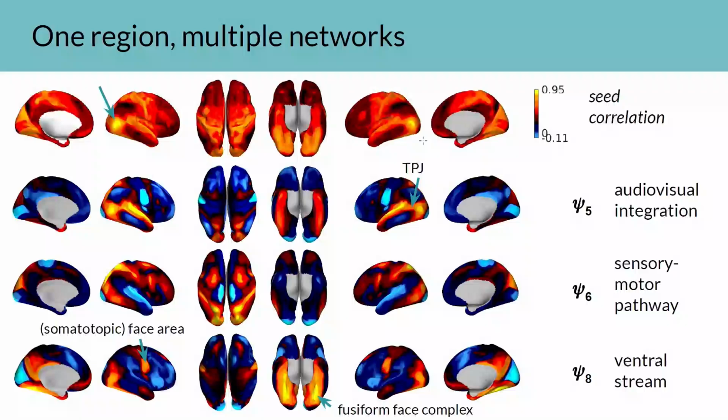And if we look at three different functional harmonics, so again, three different eigenvectors with different graph frequency, you can see that this region is grouped, so similarly colored, with different groups of other regions. And in this case, we could identify quite clearly the kinds of networks that we had. So this region has something to do with audiovisual integration, if it communicates, let's say, with the auditory network. It's also involved in the sensory motor pathway, which we know from other papers. And it's also involved in the ventral stream, which you can see here, especially from the contribution of the fusiform face complex.